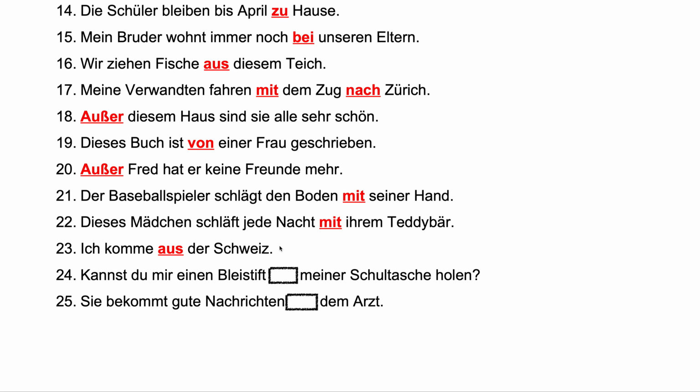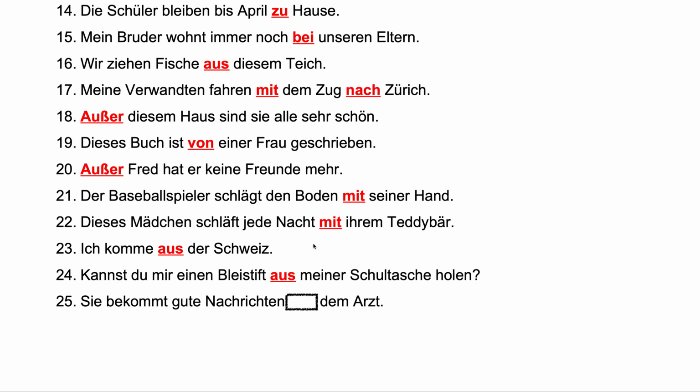Nummer 24. Kannst du mir einen Bleistift blank meiner Schultasche holen? Holen is to get, or to grab, basically. So, can you grab me a pencil blank my backpack or my school bag? In this case, we're going to say that it's out of that bag because it used to be in the bag, and so we need here aus meiner Schultasche.